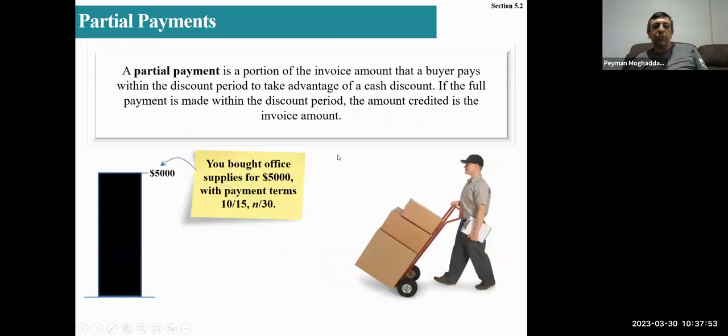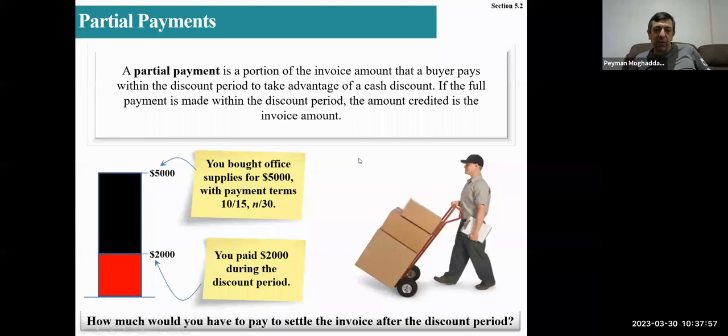All right. So what's a partial payment? A partial payment is a portion of the invoice amount. Okay, it's not the full invoice amount, but you pay. Like if the invoice is $5,000, you still want to pay within the discount period, but you don't have $5,000. You have only $2,000. Okay, so you pay the partial payment in the discount period. The partial payment is a portion of the invoice amount that a buyer pays within the discount period to take advantage of the cash discount.